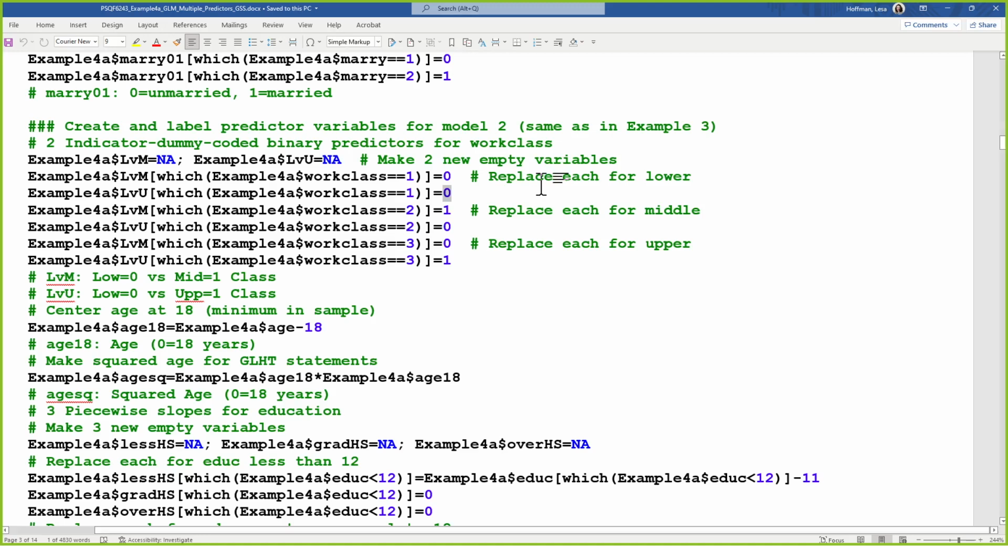And then each of the other variables that I've created, L versus M and L versus U in this case, are going to say how the other group differs from low. Cough, cough, homework question. I'm saying it that way deliberately.